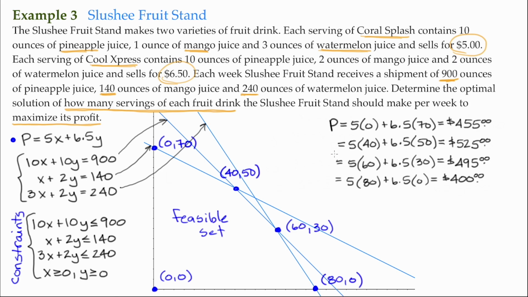So we can see that it's this value right here that will give us the maximum profit of $525. Where does that occur? That's when X is 40 and X is the Coral Splash and Y is 50. And of course, Y is the Cool Express. So how many servings of each fruit drink should the Slushy Fruit Stand make? Well, they should make 40 servings of Coral Splash, and they should make 50 servings of Cool Express, and they'll get a maximum profit of $525. And there we go.